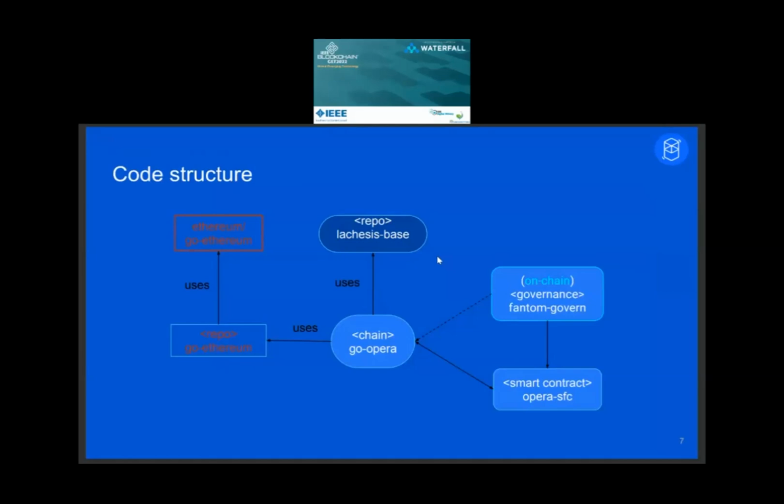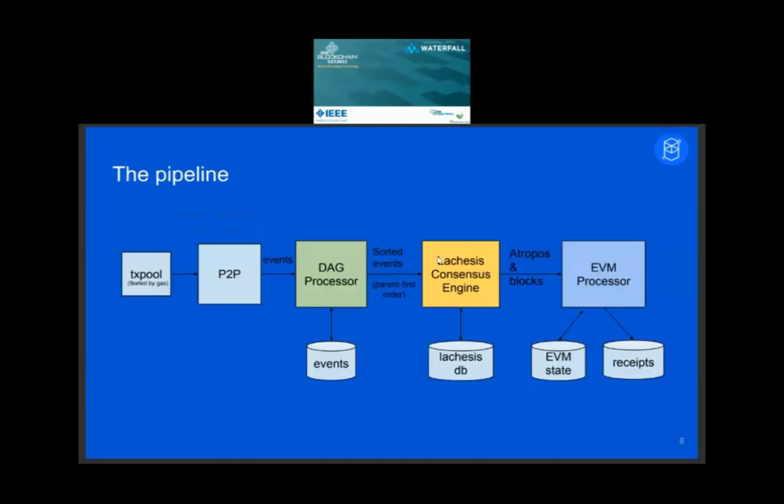Here's the pipeline from transaction submission to confirmation to execution. Basically, transactions are sent to the transaction pool, where they are sorted by gas price, and the Lachesis consensus engine is the core of the pipeline. It processes the local DAG on each node, computes the atropos event block, and builds new blocks. Once a new block is formed, it will be sent to the EVM processor for execution.